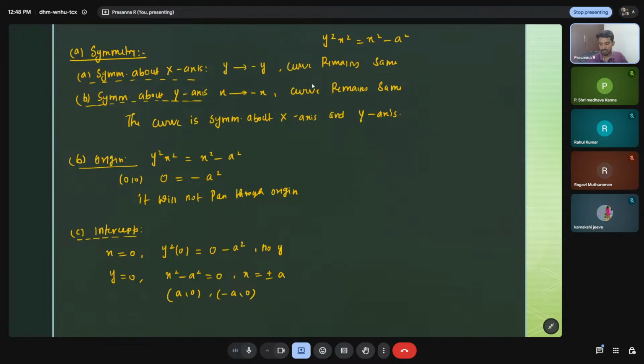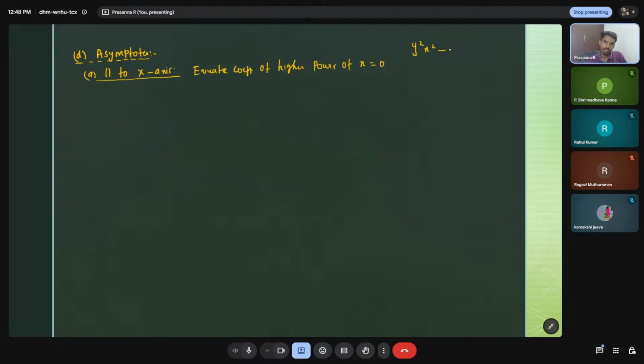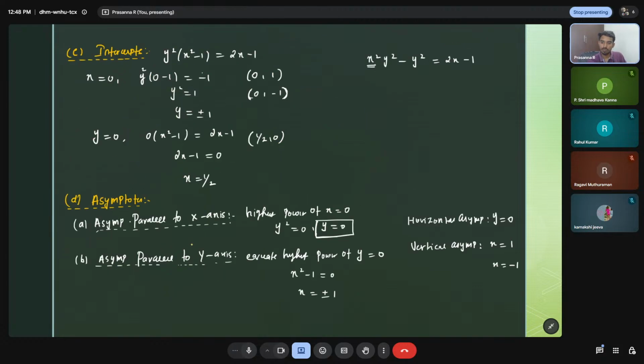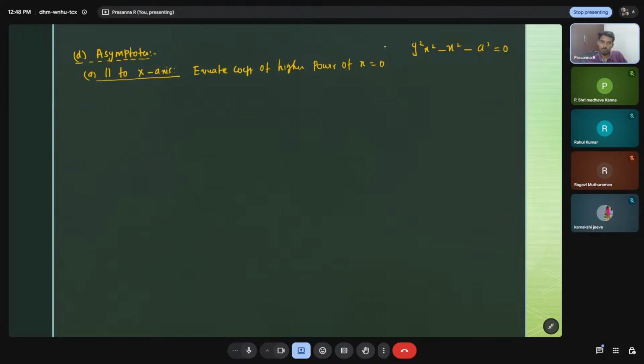What is the highest power of x? y square minus 1, right? What is the equation here? y square x square minus a square is 0. So y is plus or minus 1. So y is equal to 1 and y is equal to minus 1 are your horizontal asymptotes.